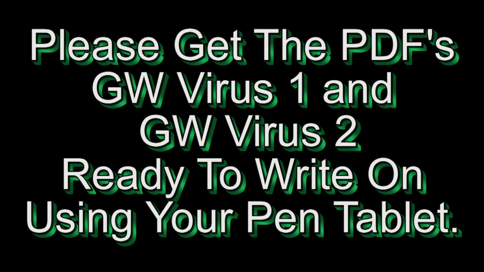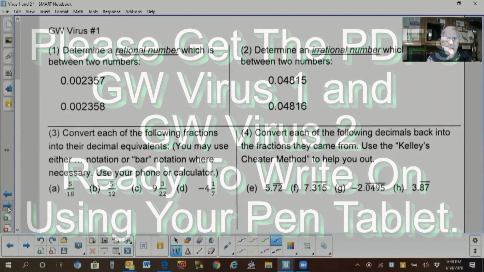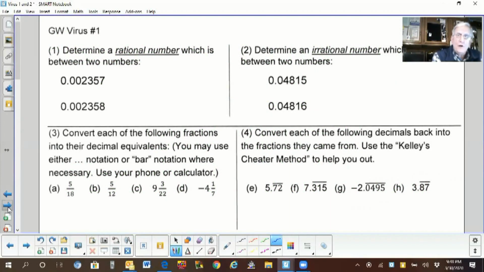Okay, I would like to work on the first sheet, which is called Group Work Virus 1. So if you would put Group Work Virus 1 in front of you, it should look like this. The first thing you're going to have to be able to do on this quiz that you're going to see is to be able to determine a rational number that exists between those two numbers right there.